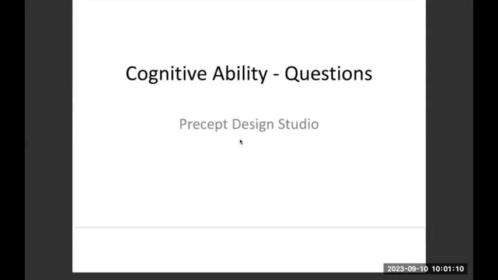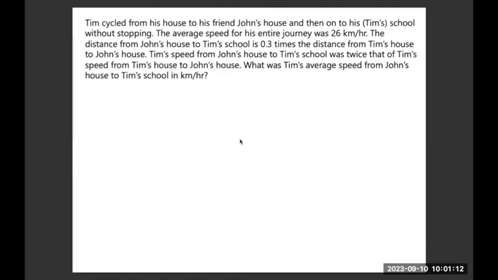So let's start with today's session. This was one question we had left, which we ended Friday's session with. I'll just solve this question here.